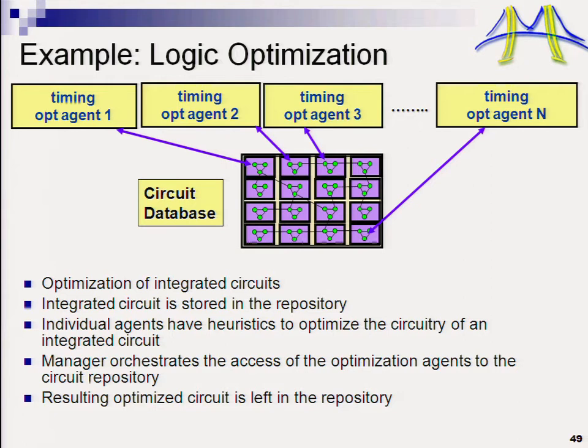So this is our circuit database. These are a bunch of different optimization agents acting on it simultaneously. And the result is just the circuit that's left in the database.